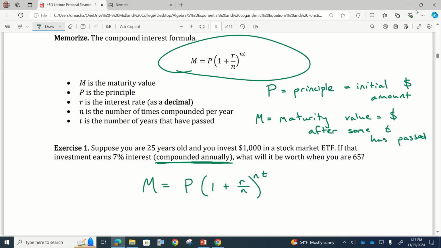M. Yeah. It says, what will it be worth when you are 65? That means I'm trying to find the dollar amount after some time has passed. I'm trying to find the maturity value. If I'm looking for M, then every other letter should be given to me somewhere in the problem statement. So what is my P? 1,000. That's the initial dollar amount. What is my lowercase r? 0.07. Yeah, perfect. So 0.07, because 7% means 7 divided by 100, or 0.07.